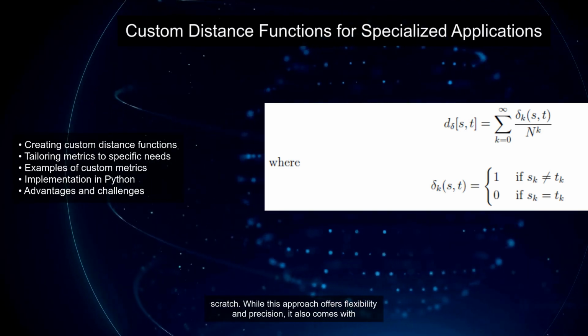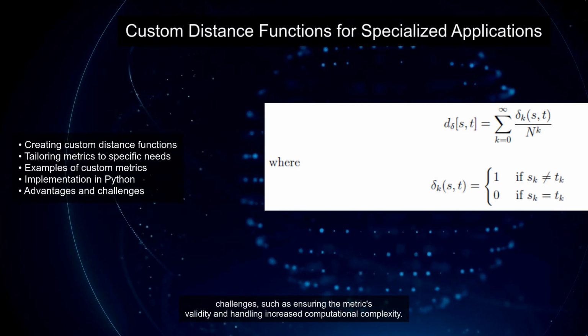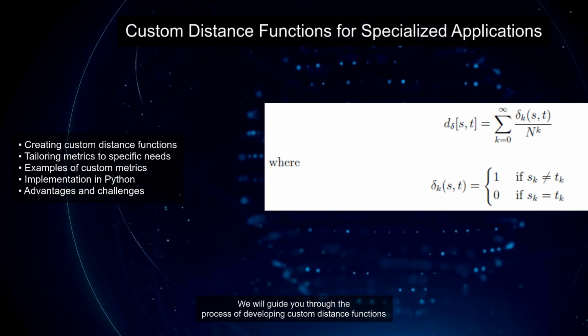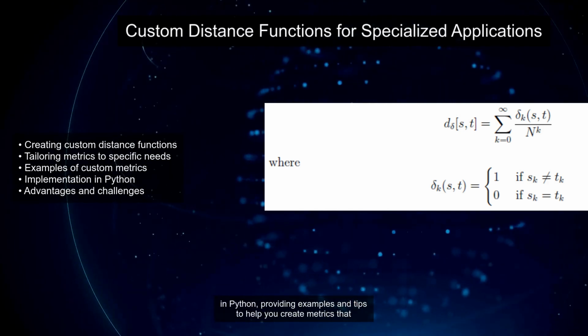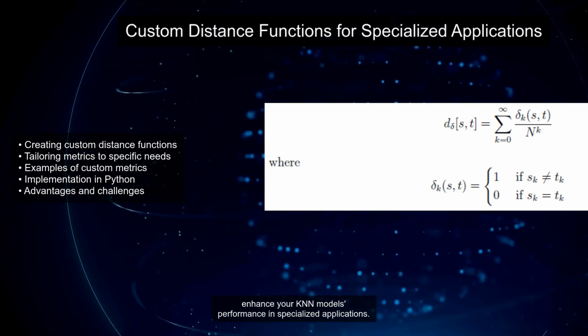While this approach offers flexibility and precision, it also comes with challenges, such as ensuring the metric's validity and handling increased computational complexity. We will guide you through the process of developing custom distance functions in Python, providing examples and tips to help you create metrics that enhance your KNN model's performance in specialized applications.